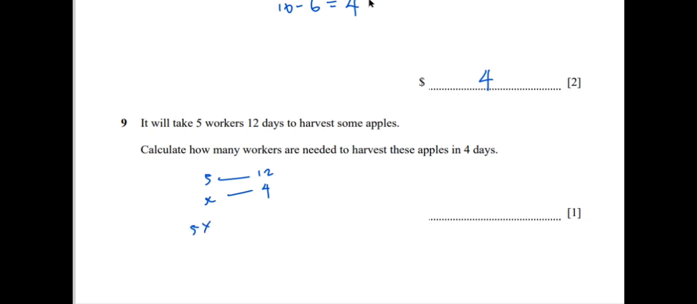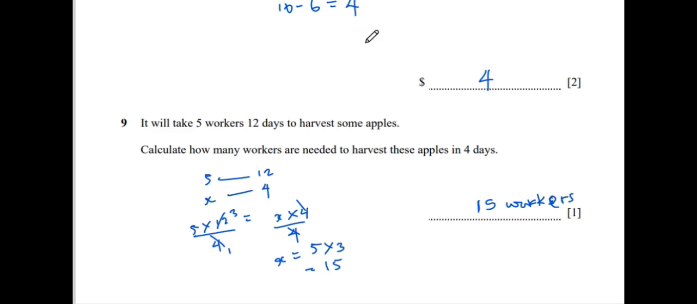5 times 12 equals x times 4. So by the time you divide here by 4, divide here by 4, 4 will cancel out 4. You have x remaining, 4 here becomes 1, 12 here becomes 3. So 5 times 3, that will give us 15. So it will need 15 workers. Okay, it will need 15 workers to do that in 4 days.